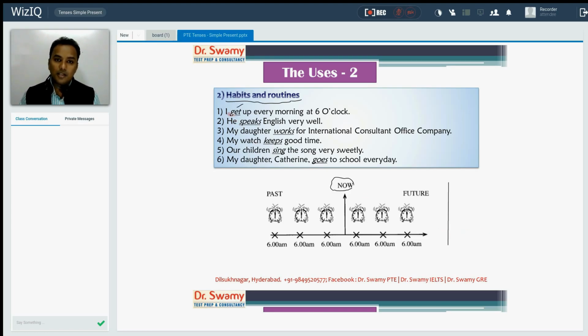So because the subject is "I," we have used only "get." If it is he, she, it, then you have to add s. But there is no he, she, it here. So therefore we use only the verb in the first form, that is "get" without s.